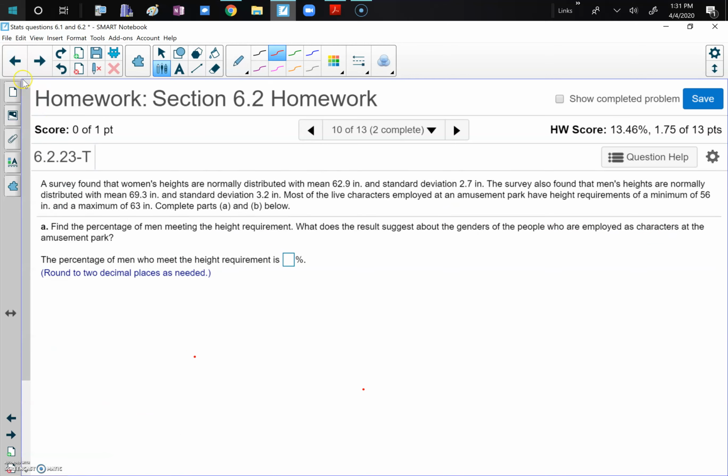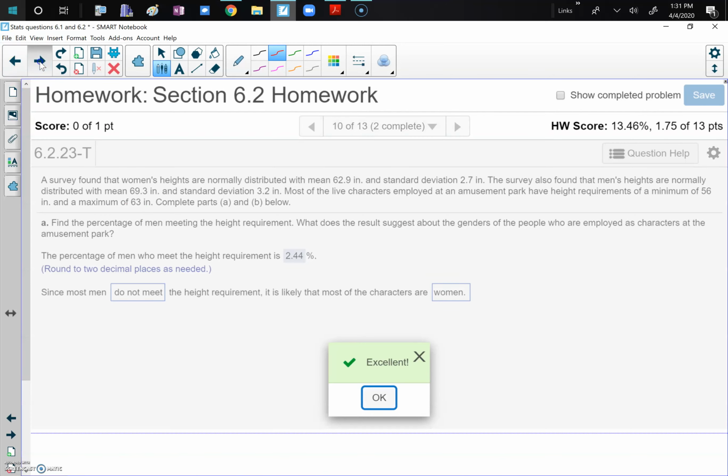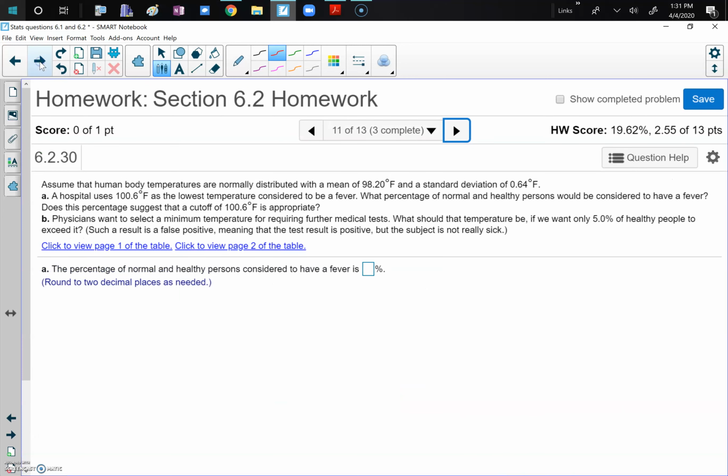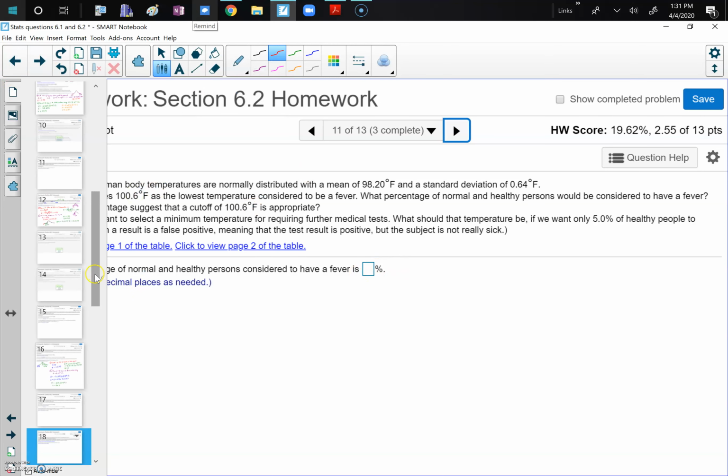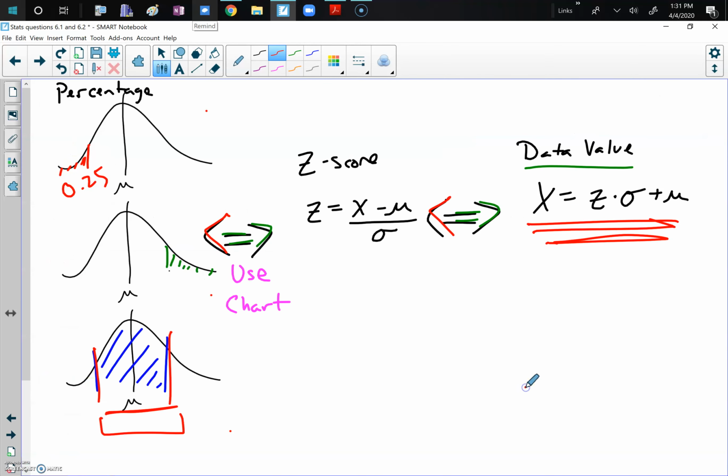Let's look at another homework problem. All right, here you go. Problem 11 from homework 6.2. So here we know our mean and standard deviation, and it gave us a data value, 100.6, and they want us to find a percentage. So going back to our graphic, they gave us a data value. We're going to turn that data value into a z-score, then use our chart to figure out our percentage. And in this case, because we're looking at exceptionally high values, it would be the picture like what we see here, where we're looking at a right-hand tail in our percentage.